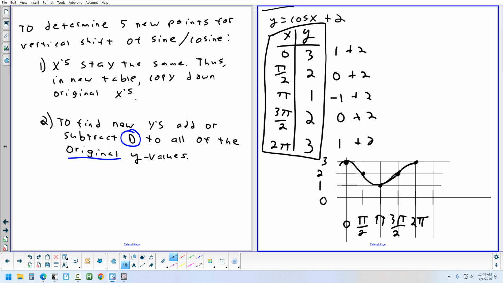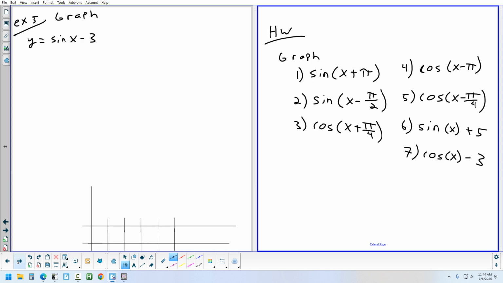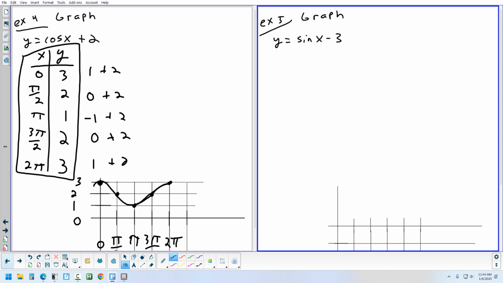Any question on that one? I think we'll just do one more of the vertical shift and then probably just save the other 2 for tomorrow. All right, so sine of x minus 3.